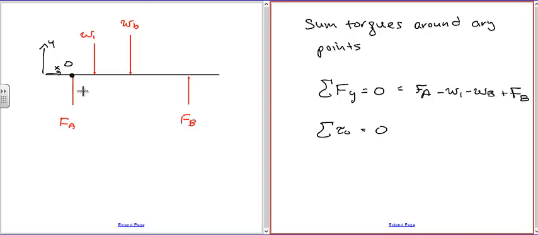I'm guessing that they're up because it makes sense. If these are pushing down, then these have to be pushing up. But in some cases, you're not sure, so you make a guess of which way it goes. If you guess wrong, you've got a negative answer. If you guess the right direction, it'll be a positive answer. Now the torque, we've got two things to worry about: how big the torque is, and whether it's plus or minus. Before we do that, we need some distances from this point of rotation.